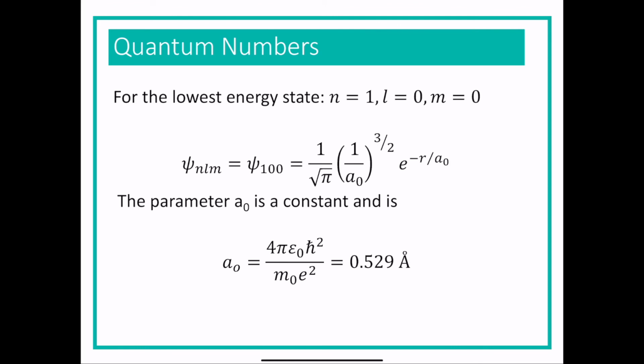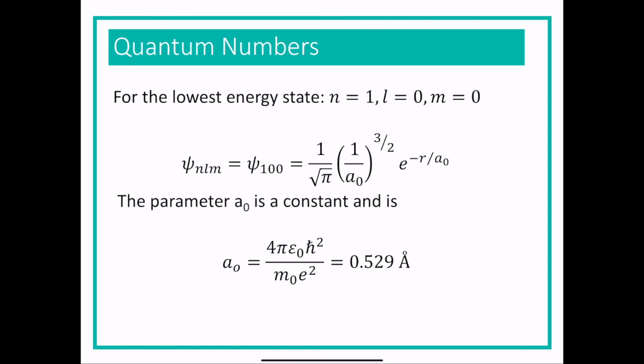If we take that function and we plot it, that function, remember, if we take the absolute value squared, that will be related to the probability of where we find an electron.